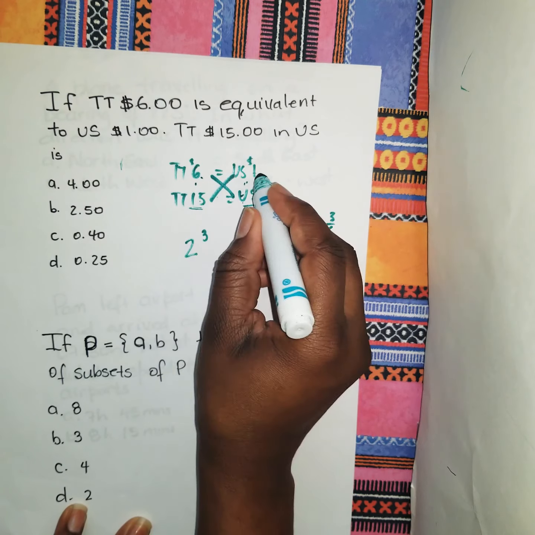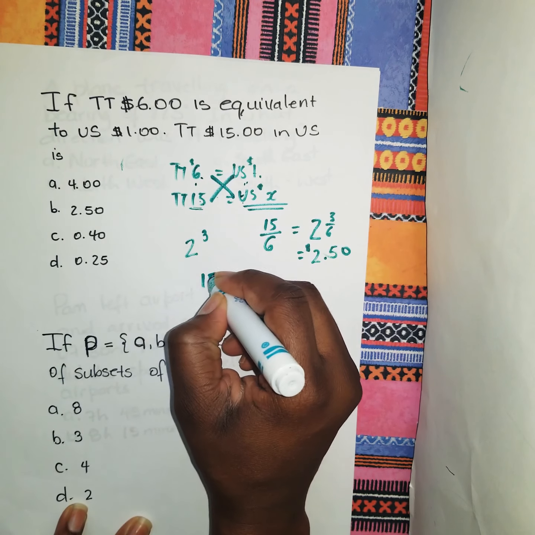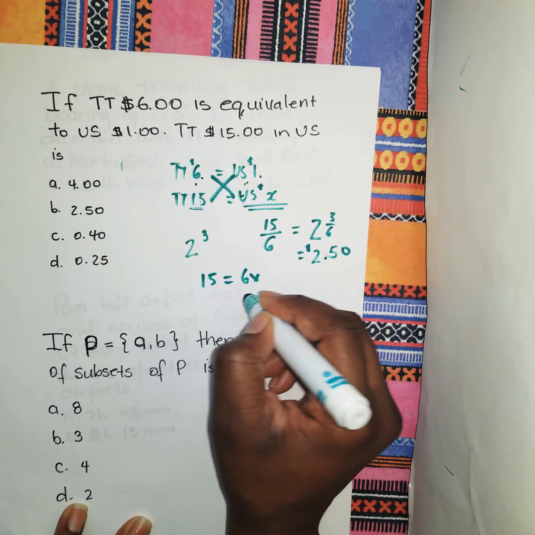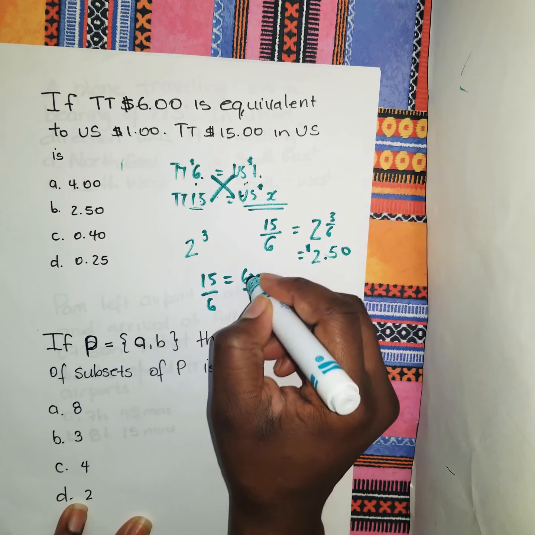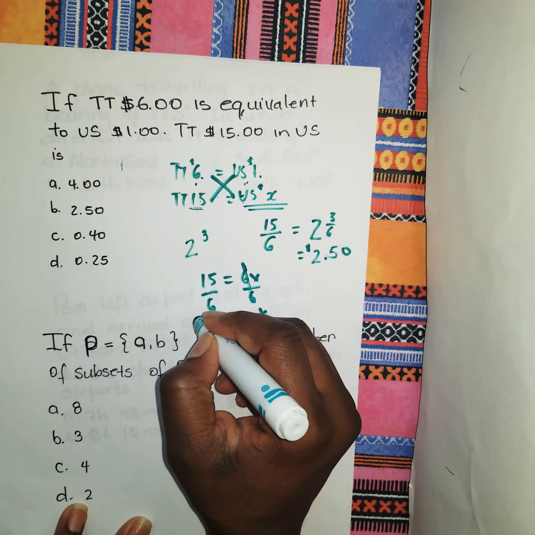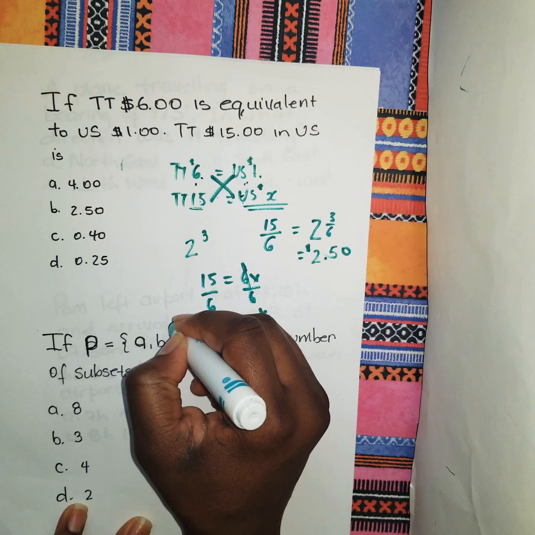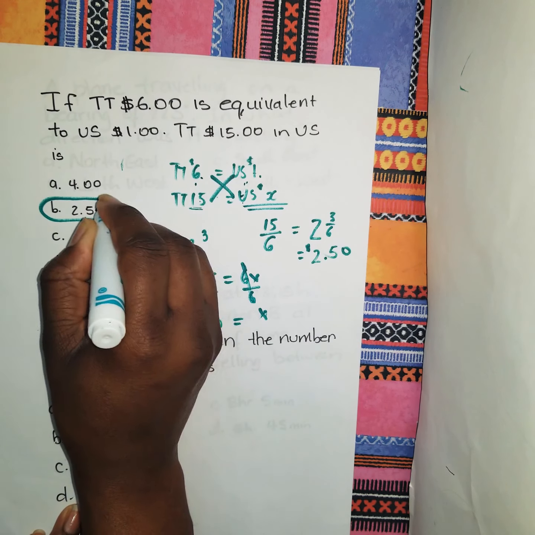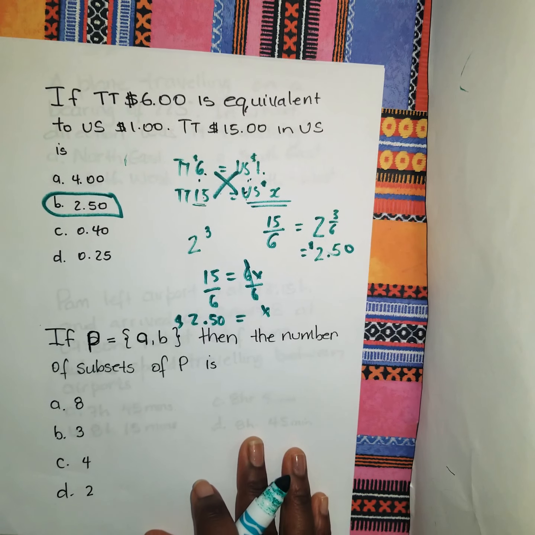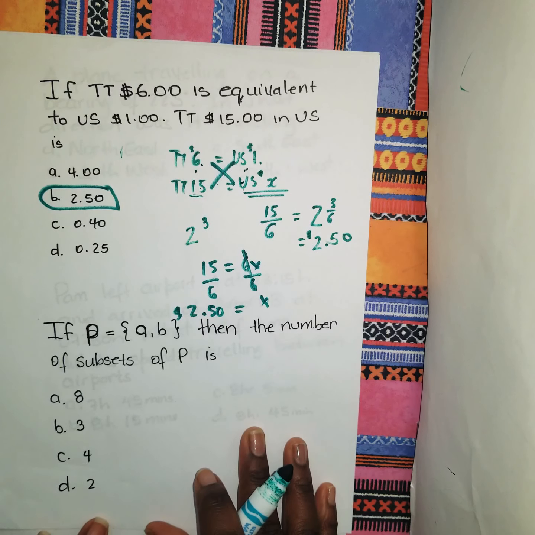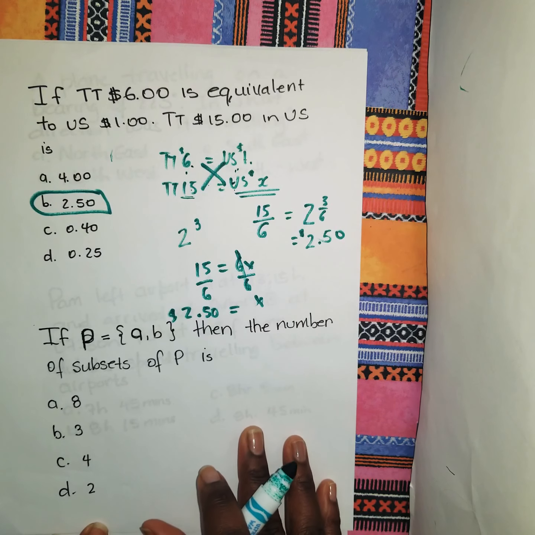Then you have 1 times 15 and 6 times x, so it's 15 is equal to 6x. You divide by 6 on both sides. You get the answer for the US equivalent. Alright, and that's how we get it. Some persons normally write these equations in their brain. If you want to do that, guys, you can.